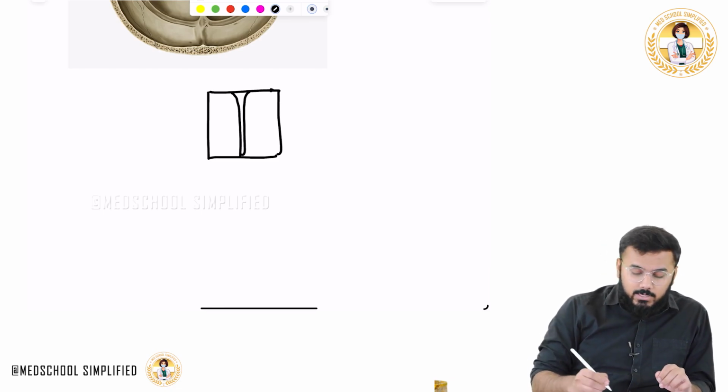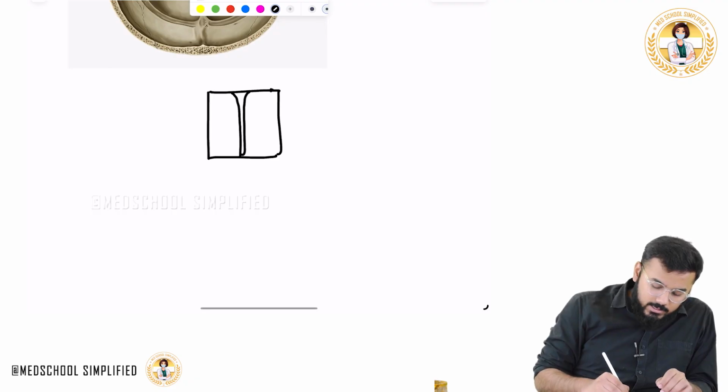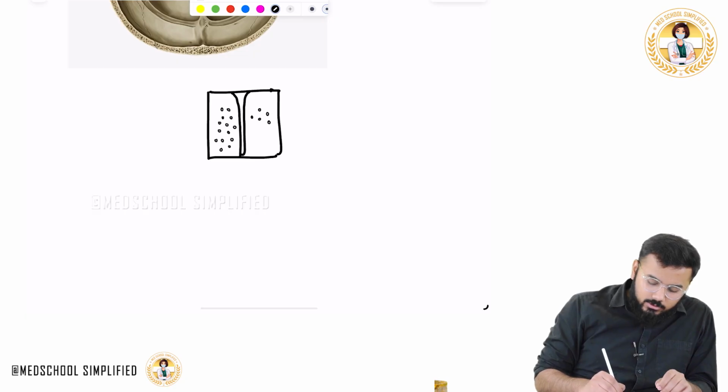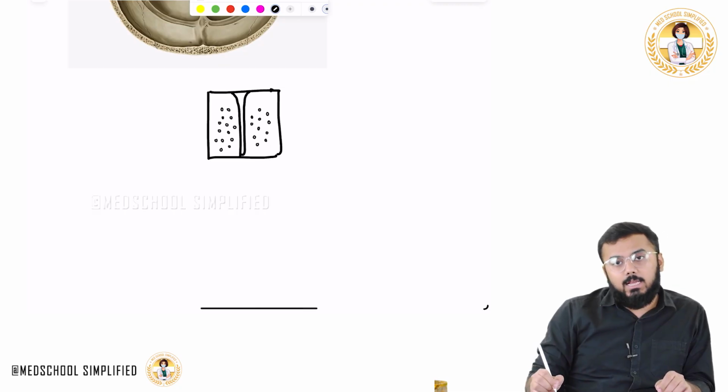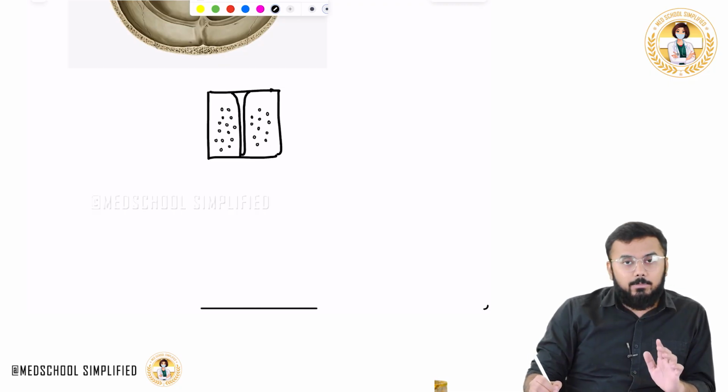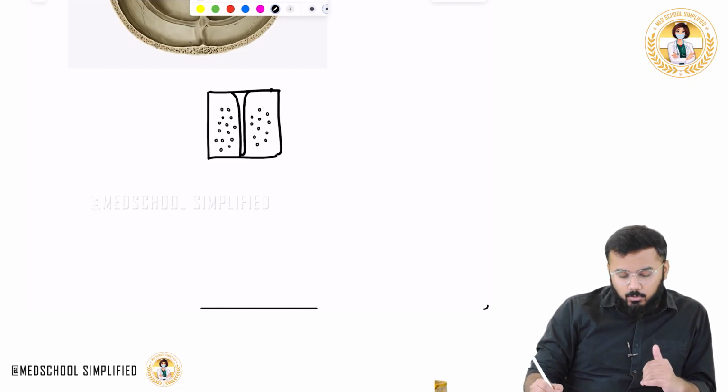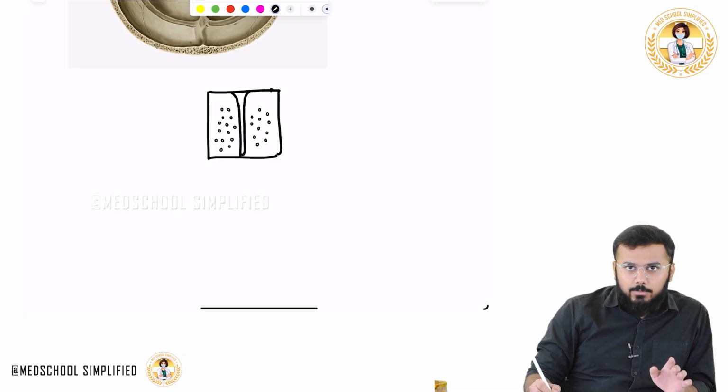On either side of the Crista galli, you have got multiple small foramina like this. You see small multiple foramina that are located on either side of your Crista galli. These multiple small foramina located on either side of the Crista galli are what is called your cribriform plate. Okay. So on both sides of the Crista galli you have got the cribriform plate.